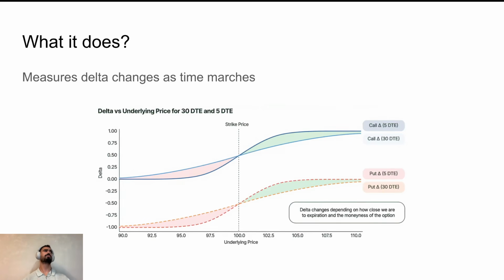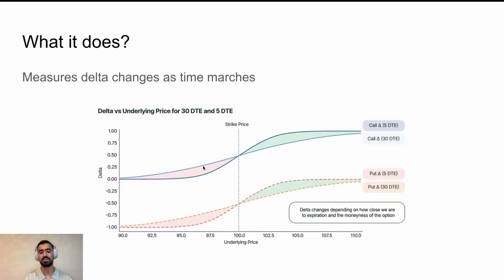So charm here, similar to gamma, charm measures the change in delta as the time is moving forward. Okay? So here, for example, there's going to be two traces. There's a light blue one, right? On the upper side here, it is for a call, and on the downside here, it is for a put. So this is a 30 DTE call. You can notice a smaller slope.